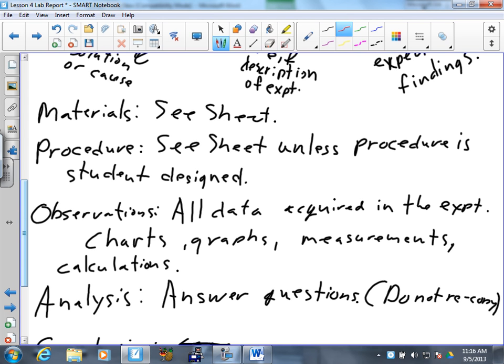Sometimes that's 4 or 5 questions for you to answer. Sometimes it's, what does this mean? Okay? Sometimes the analysis is very simply, what does your experiment tell you? What does your data tell you? All right, so your observations are all your data acquired in the experiment, charts, graphs, measurements, okay, calculations. Sometimes your calculations will also be in your analysis. Okay, and then for your analysis, answer questions.